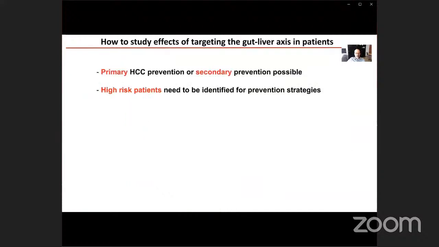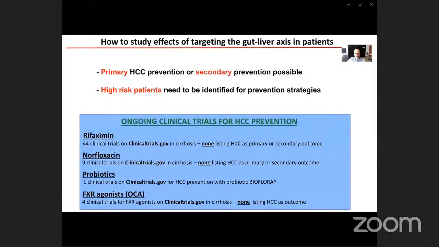How can this be realized in patients? Well, one could consider primary as well as secondary HCC prevention. In my opinion, it would be important to identify high-risk patients. There are a number of ongoing clinical trials using some of these drugs that I mentioned before. However, for rifaximin, norfloxacin, and FXR agonists, although they're given to patients with cirrhosis, the trials do not list HCC as either primary or secondary outcome, and there's only one study using probiotics. So overall, this is something that hasn't been realized in patients yet.